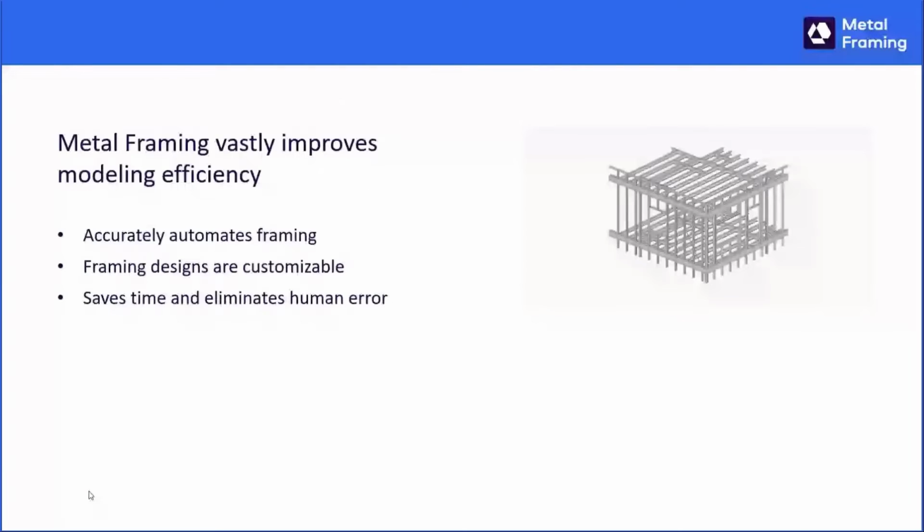So what have we learned during this phase of the presentation? That metal framing vastly improves modeling efficiency. Because it accurately automates framing, the framing designs are also customizable. Therefore, you can save time and eliminate human error.